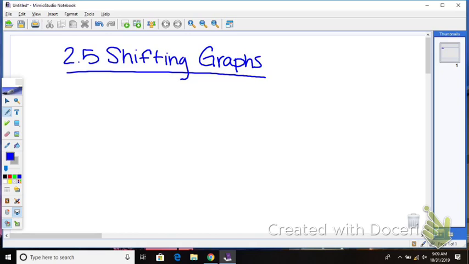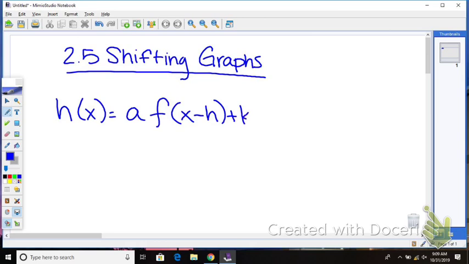Okay. So we're going to shift graphs, and the good news is you guys have all done this before, so this is going to be somewhat of a refresher. But we're going to talk about any function, and this is going to look really mathy, but I'm going to talk about it in just a minute. a f(x - h) + k. Oh, I saw that on the ACT. Okay. This is just talking about a shift for any function.